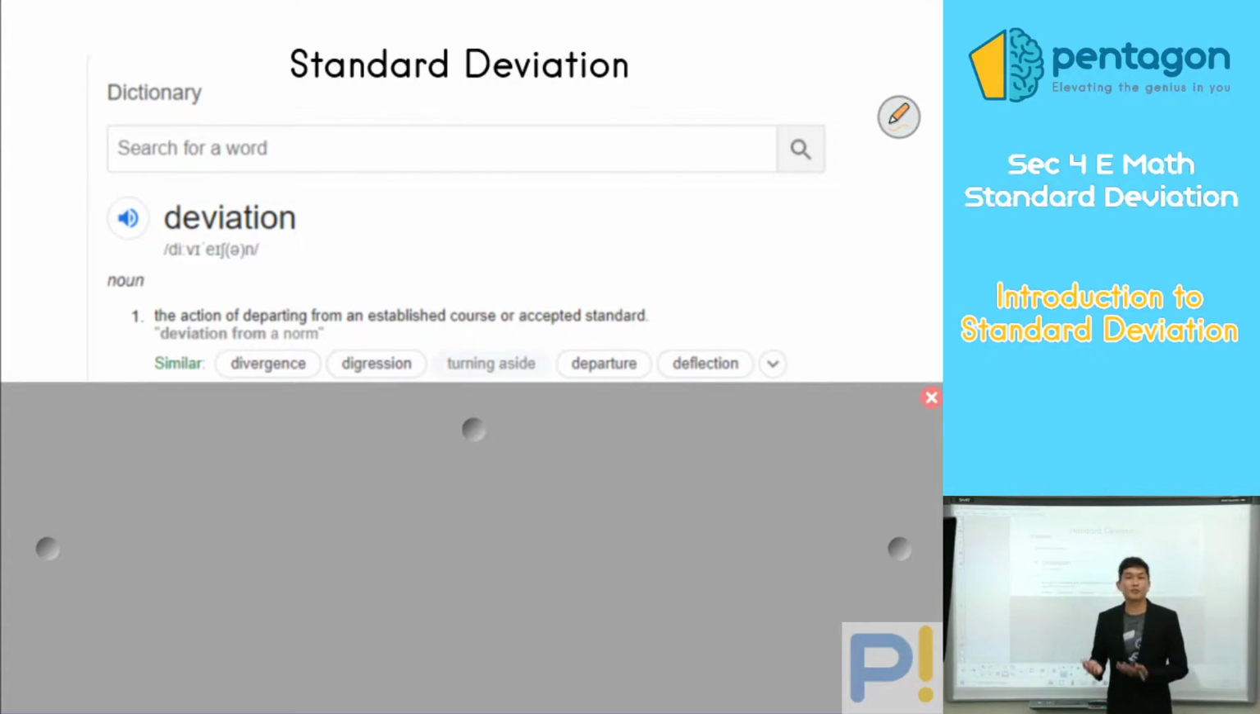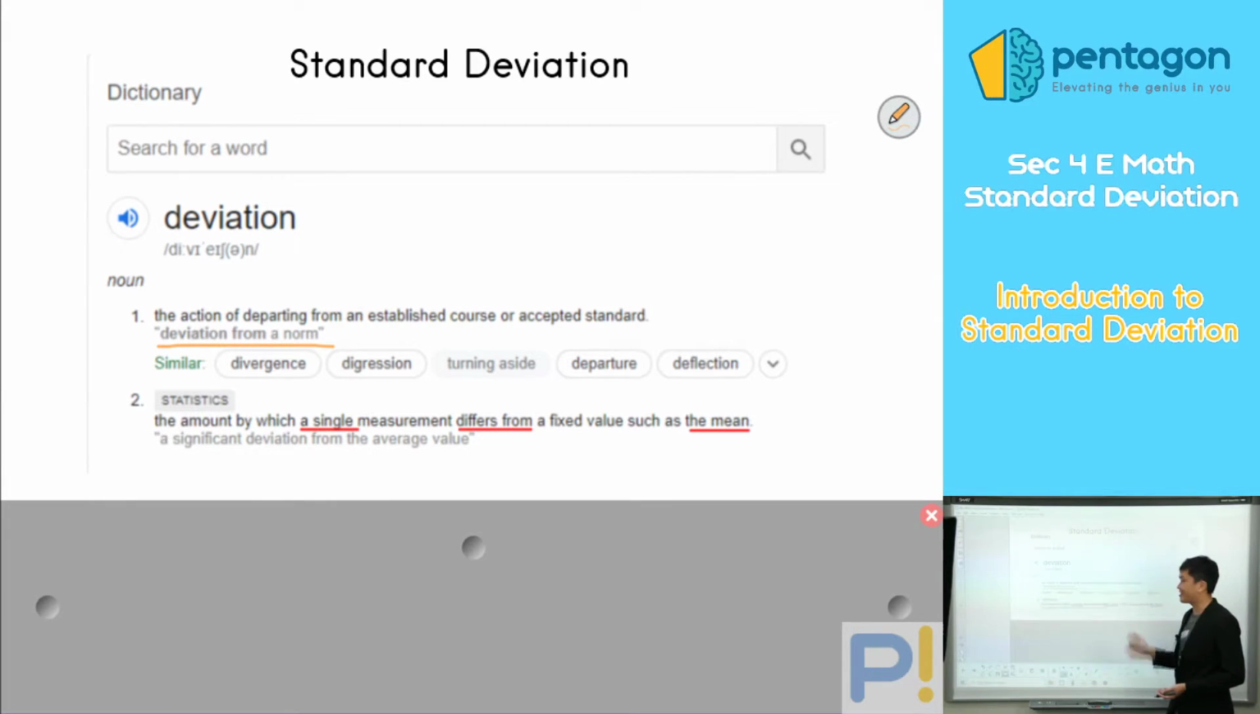Now let's first look at the word deviation. What does it actually mean? Deviate, you see the phrase deviation from a norm. It means you're not like the rest, kind of sticking out in some sort. But for statistics, there is actually a proper definition. What it means is how much a single measurement or a single piece of data differs from a fixed value such as the mean.